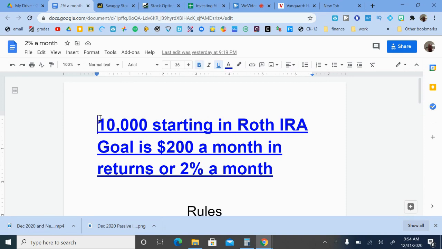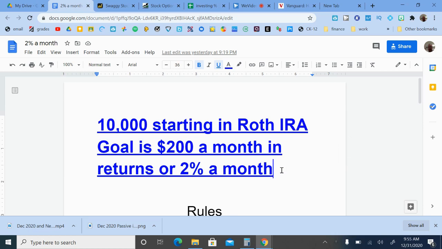So the goal of this new challenge, so to speak: I'm going to have $10,000. I'm going to leave it in a Roth IRA. The goal is to get $200 per month in returns, or 2% a month. And this is an average of all the months. So I'm going to do this for a full year. The goal is to get $2,400 in net premiums with this $10,000 starting amount.